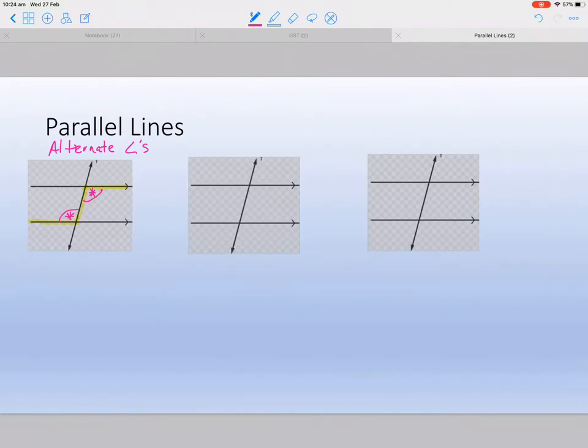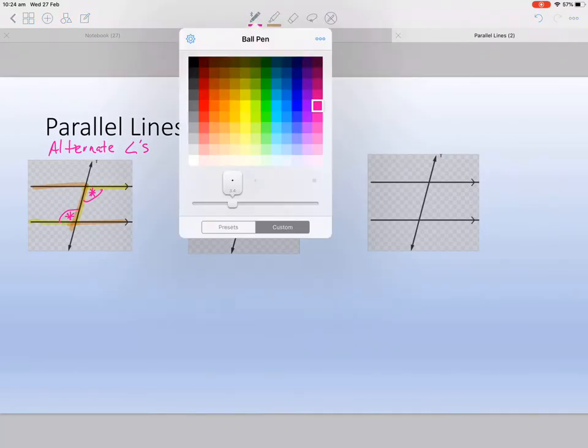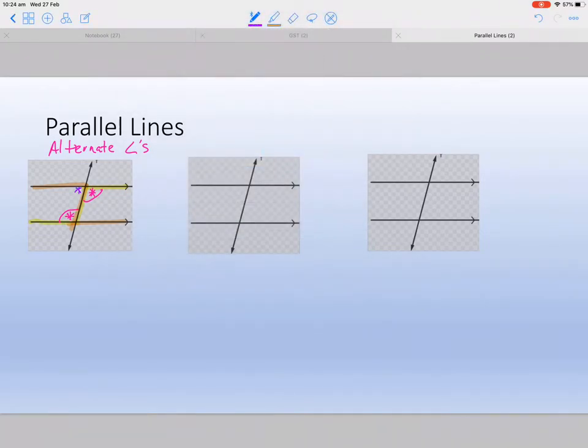What's also true, and I'll do this in a different color, is that if we do a backward Z like that, I'm going to do asterisks again, but in a different color, this angle is equal to this angle. All right, so we can write alternate angles are equal in parallel lines.